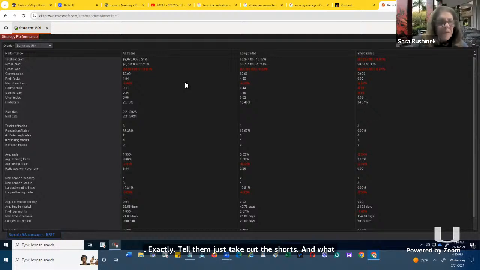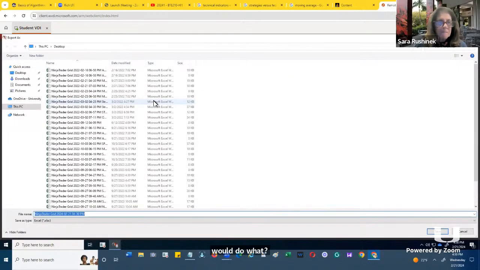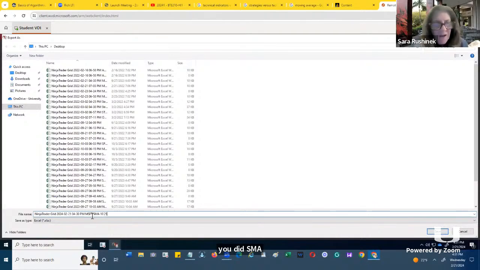And what would you do at this point for your exercise? You would then export it right here at this point, right? You would put then what company you had. So I used, in this case, Microsoft. You would put the symbol. You would then put not only the symbol, but what you did, SMA 10 25. And what did you get in this case? You got, overall, let's say, 7%.